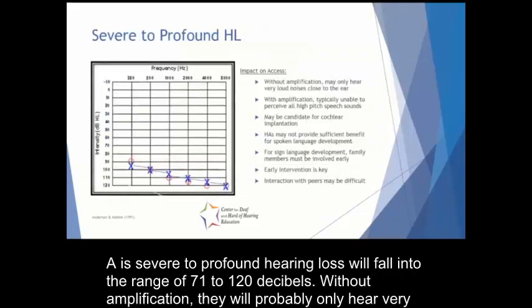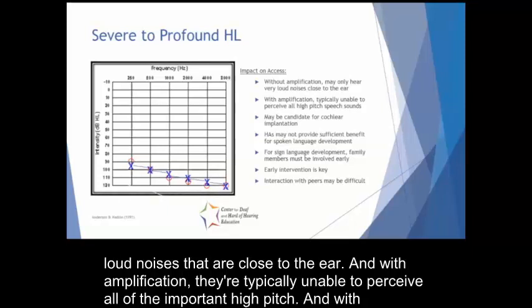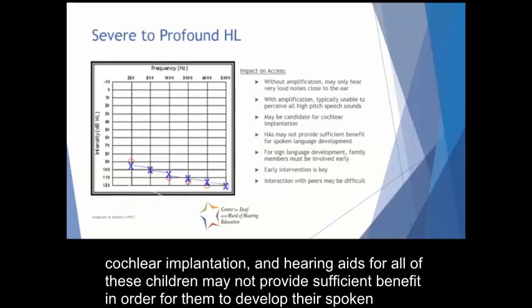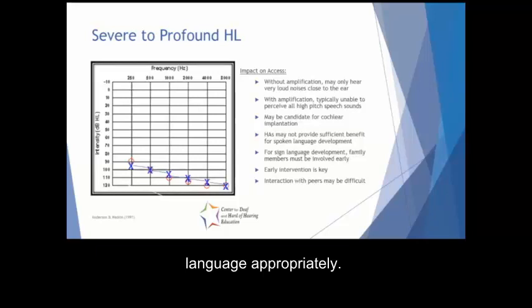A severe to profound hearing loss will fall into the range of 71 to 120 decibels. Without amplification, they will probably only hear very loud noises that are close to the ear. And with amplification, they're typically unable to perceive all important high-pitched speech sounds. They may potentially be a candidate for cochlear implantation, and hearing aids for all of these children may not provide sufficient benefit in order for them to develop their spoken language appropriately.